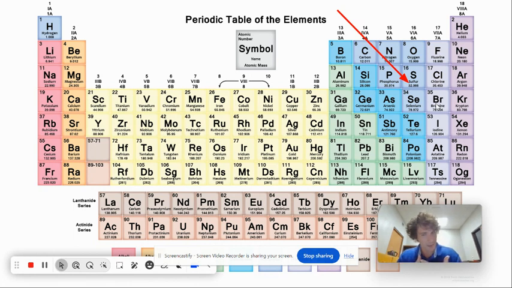But there are some sulfur atoms, not a lot, but some, that are what is called sulfur 33. Why is it called that? Because it has 1 extra neutron. Instead of being sulfur 32, it's sulfur 33. You could find sulfur that is sulfur 31, which is 1 less neutron. You can find sulfur that's sulfur 34, 2 extra neutrons.